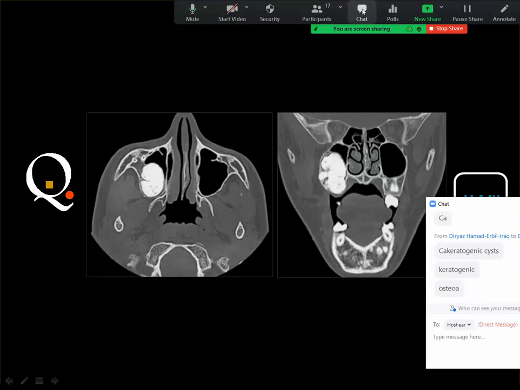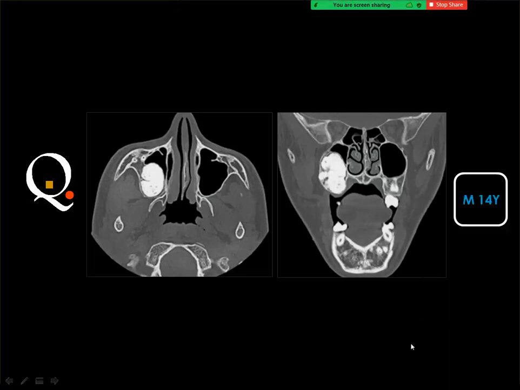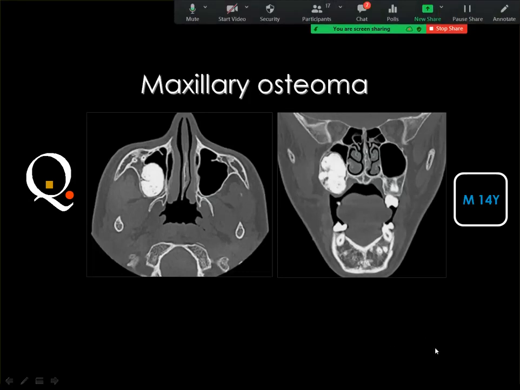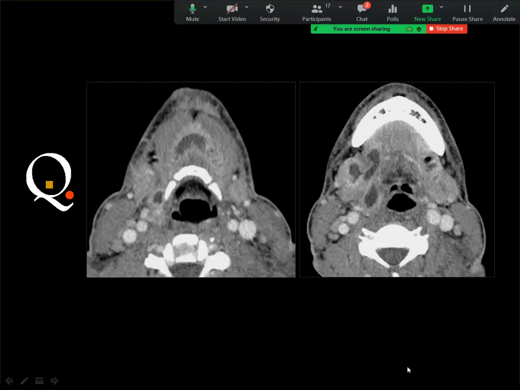This is a simple case of, yes, osteoma of the maxillary sinus. Good. The answer is good. This is maxillary sinus osteoma. This is not fungus because it is dense as much as the bone, and the fungus cannot be as much in the density.